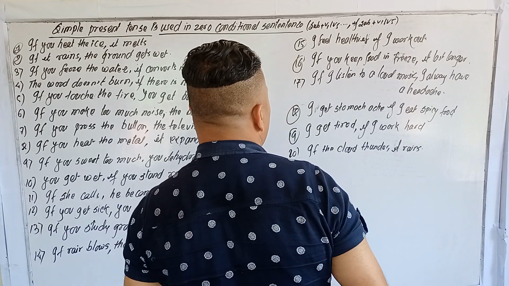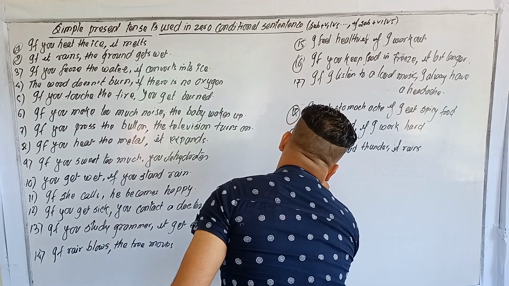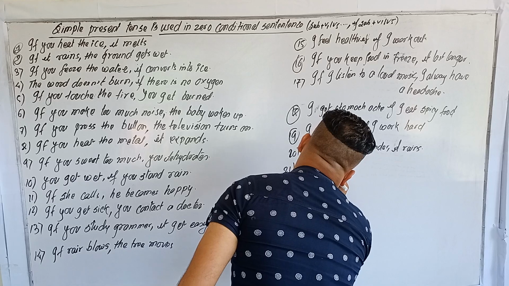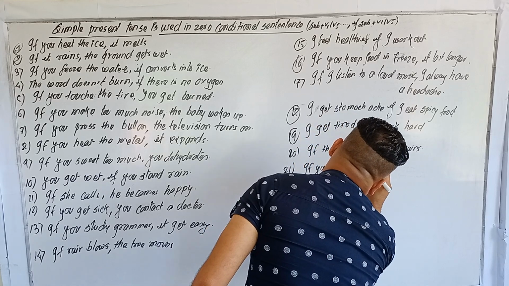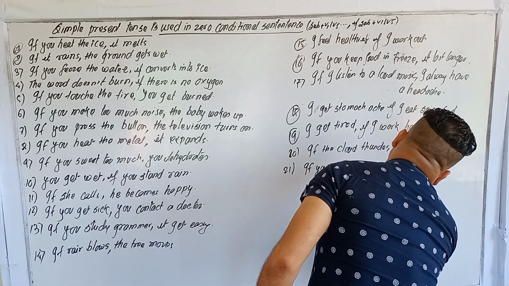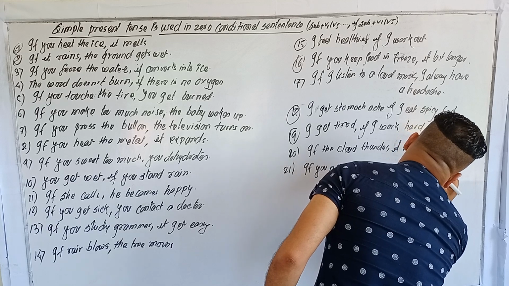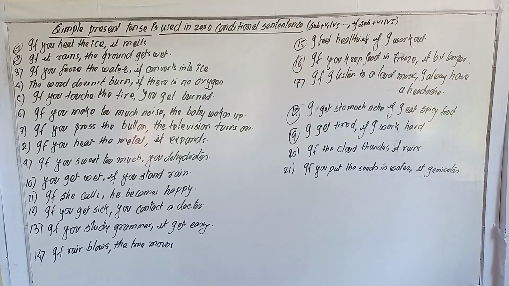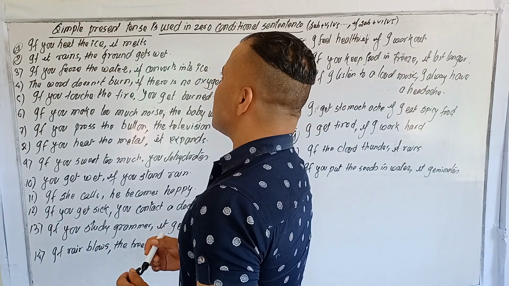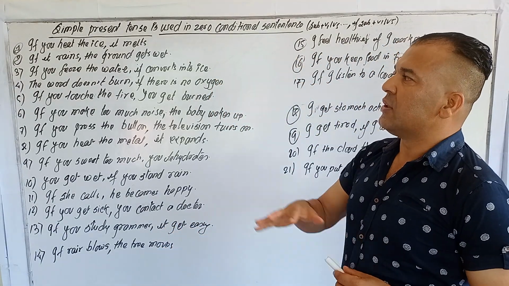If you put the seeds in water, it germinates. These are examples of the simple present tense that is used in zero conditional sentences.